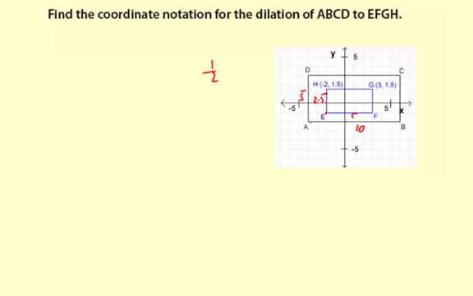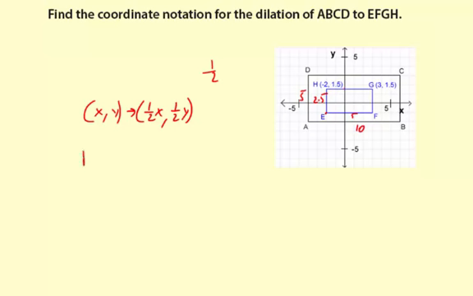And the reason why I can say 1/2 is because AB, which is 10, maps to segment EF, which is 5, so you have half the size. So I'm thinking it's simply going to be XY maps to 1/2 X, 1/2 Y. And I'm just going to verify with some coordinates here.